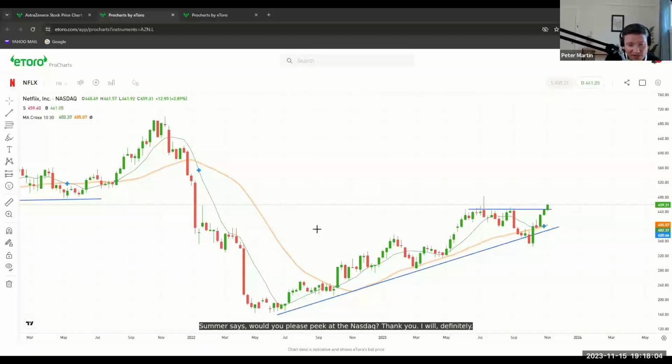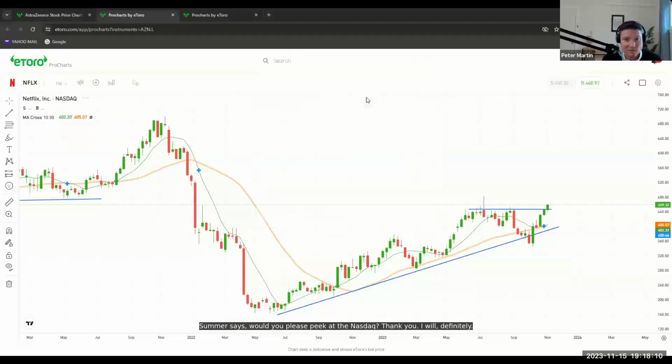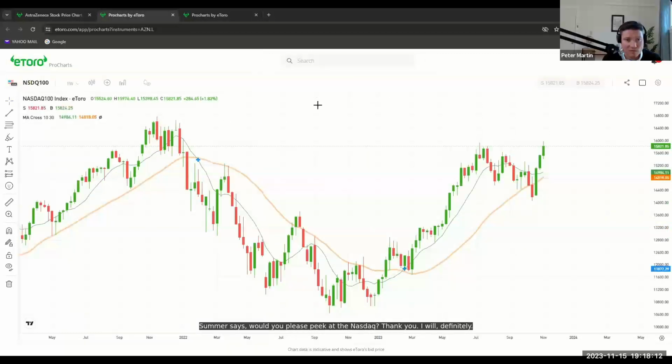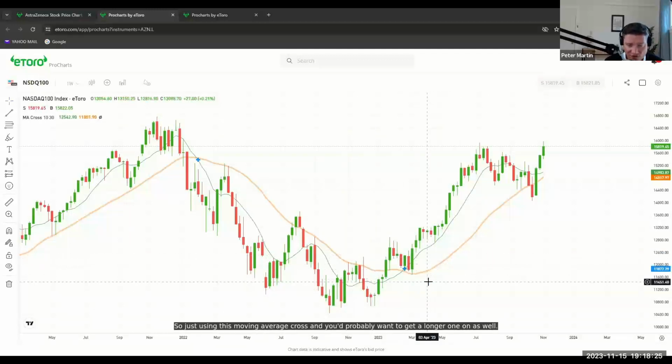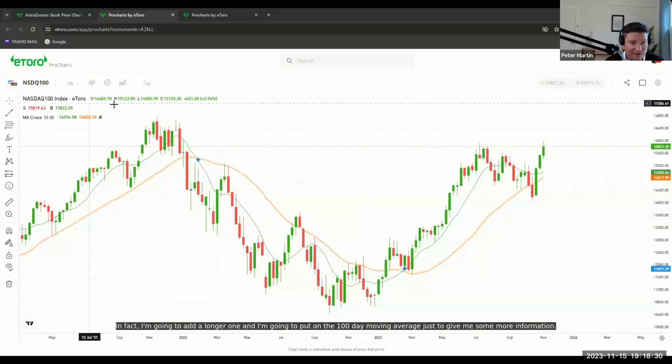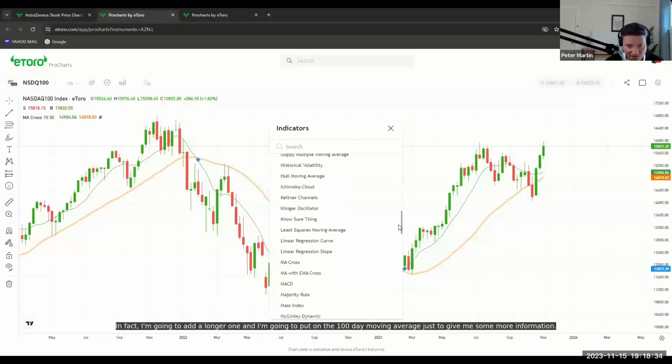Someone says, would you please peek at the NASDAQ? Thank you. I will, definitely. Fortunately, the indicators stay on, which makes it useful for me. So just using this moving average cross, you'd probably want to get a longer one on as well. In fact, I'm going to put on the 100-day moving average just to give me some more information.